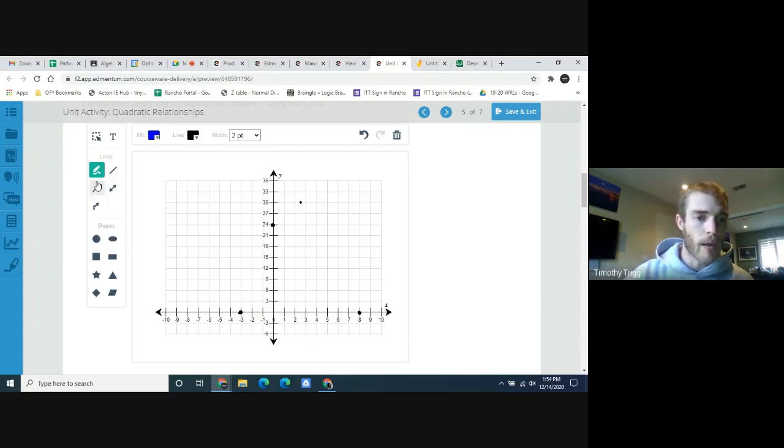Go ahead and use this tool right here. We can click and try to draw as smooth a curve as possible, where this is the highest point, and then come back down to this other x-intercept like that. Okay, not bad. Not the best work, but pretty good.